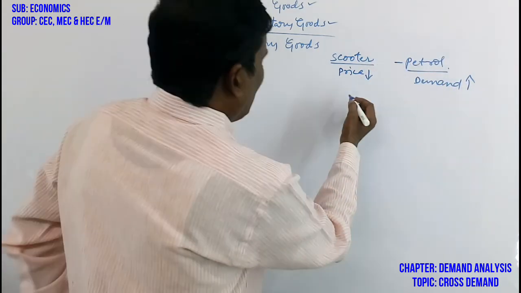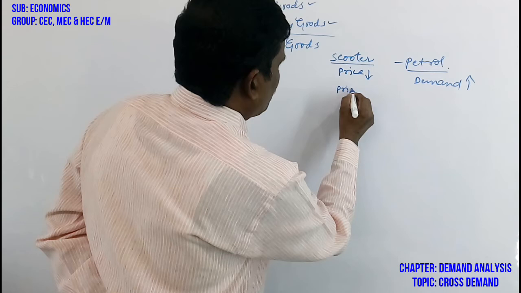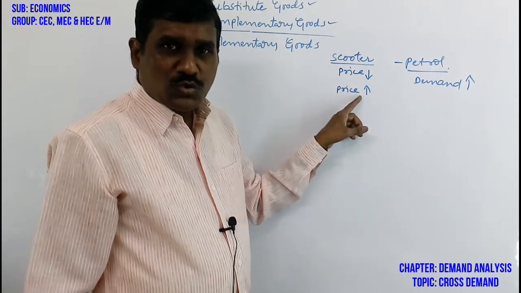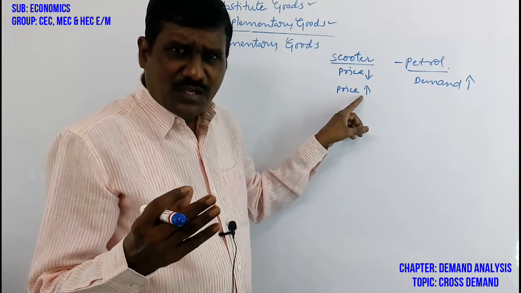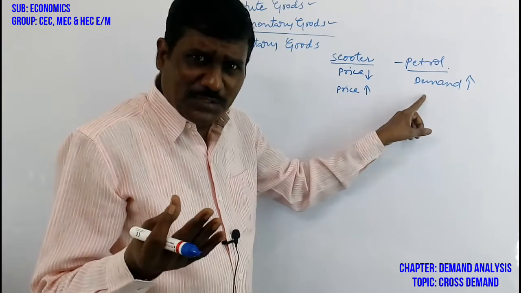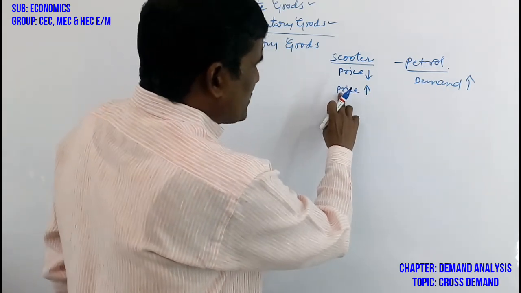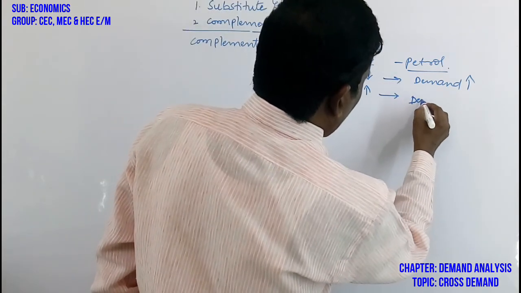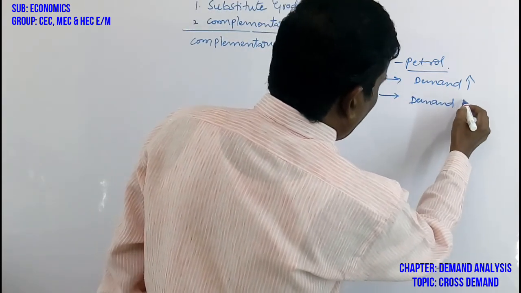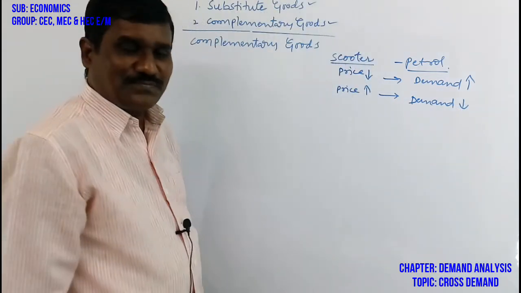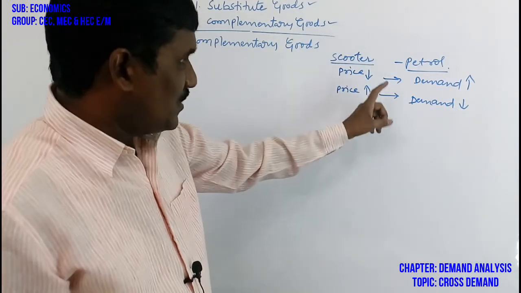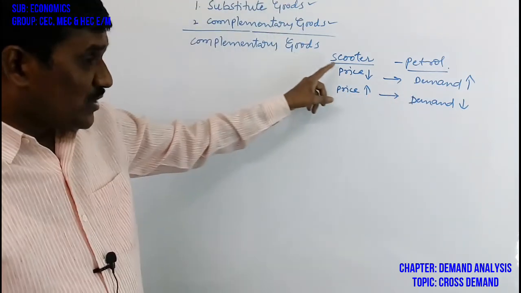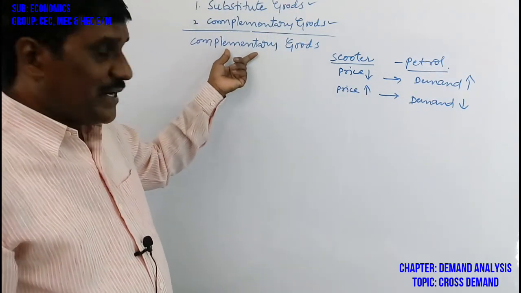On the other hand, suppose the price of the scooter increases a lot. If the scooter price increases, nobody will buy scooters. If they don't buy scooters, will they buy petrol? If they don't buy a scooter, they won't. So if the price of scooter increases, the demand for petrol decreases. Okay? So it is an inverse relation between scooter and petrol, which means complementary goods.